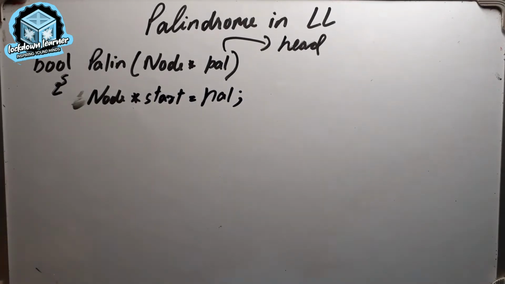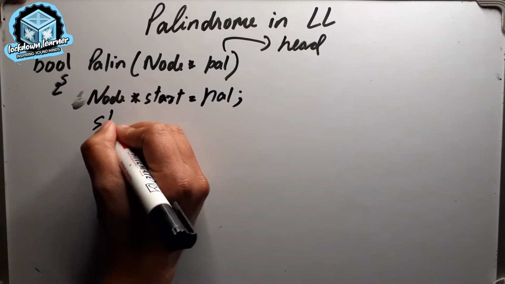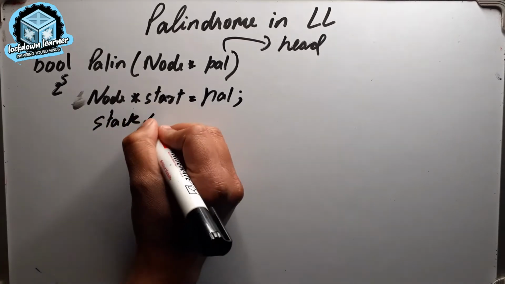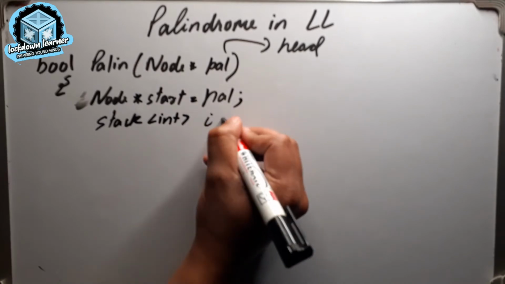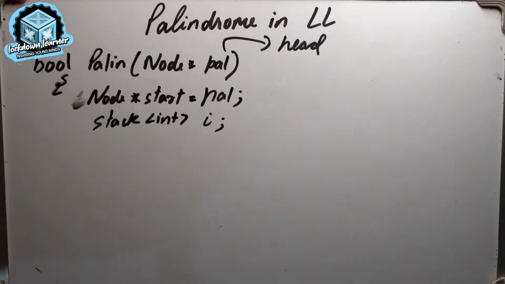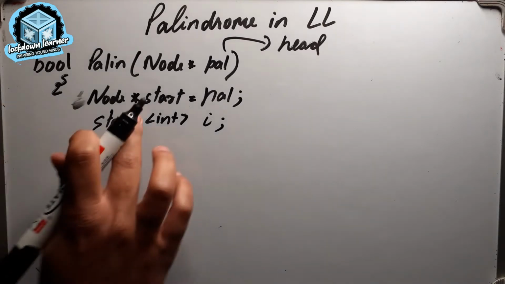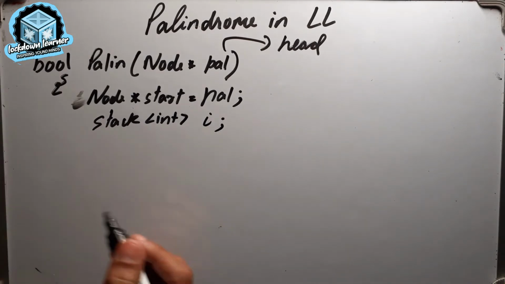And then what we are doing, we are defining a stack. Okay, stack of int, like int of I. Okay, then we are having one loop in which we are putting all the values of this start into the stack.